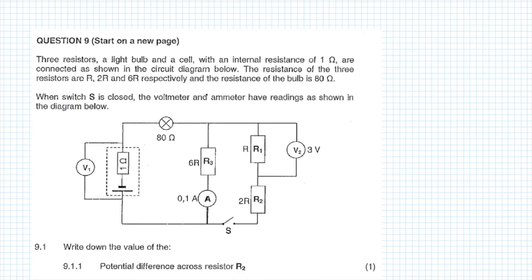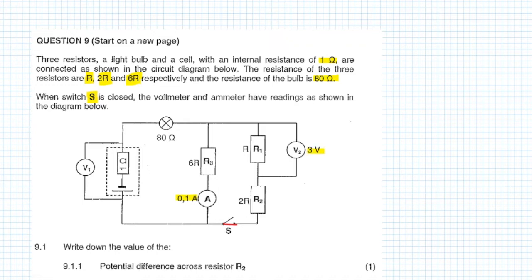This question says 3 resistors, a light bulb and a cell with an internal resistance of 1 ohm are connected as shown in the circuit diagram below. The resistances of the 3 resistors are R, 2R and 6R respectively, and the resistance of the light bulb is 80 ohms. When switch S is closed, the voltmeter and ammeter have readings as shown in the diagram below. So we're going to close the switch and we therefore have on the ammeter a reading of 0.1 amperes and on voltmeter V2 we have a reading of 3 volts.